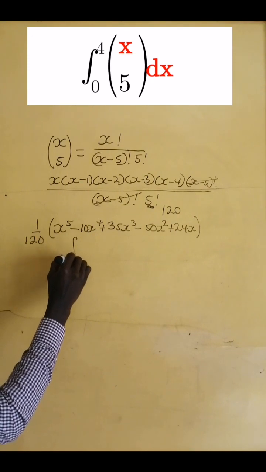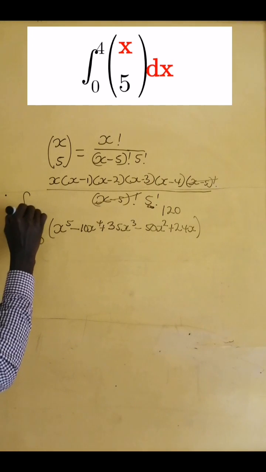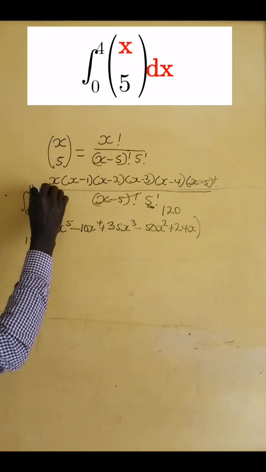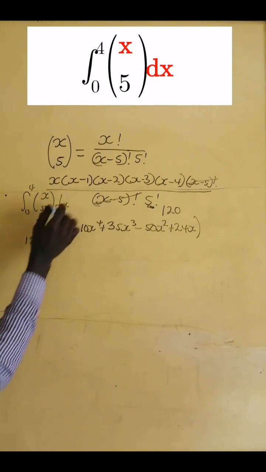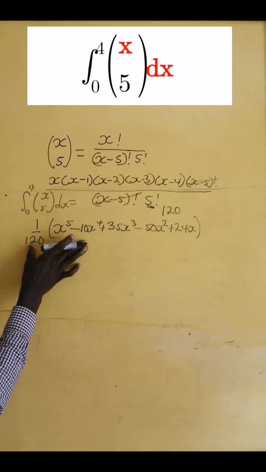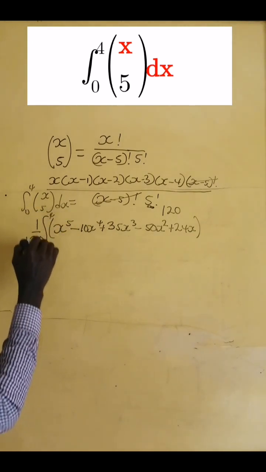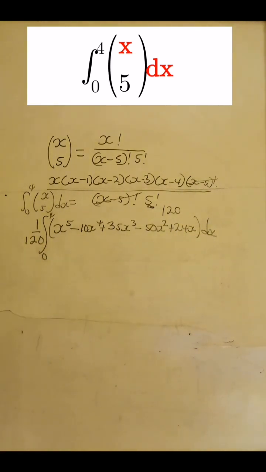Now, we have the integral of x choose 5 dx from 0 up to 4 equals 1 over 120 times the integral of x to the power 5 minus 10x to the power 4 plus 35x cubed minus 50x squared plus 24x dx from 0 up to 4.